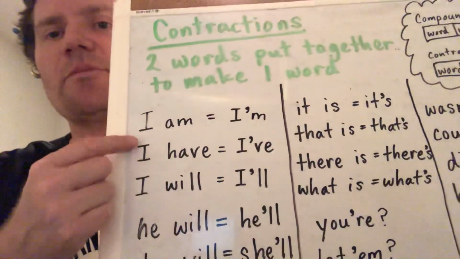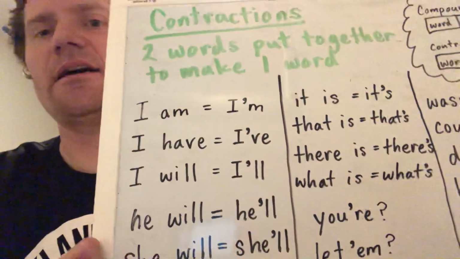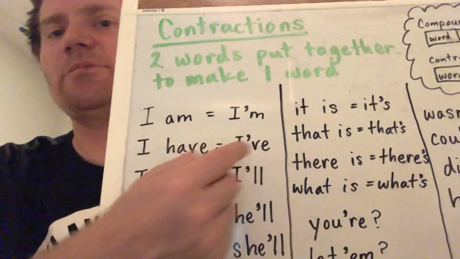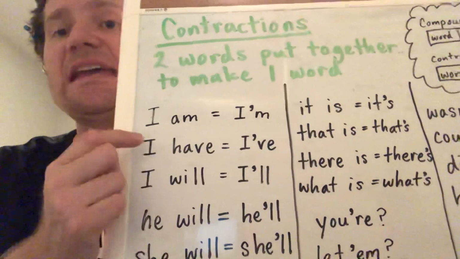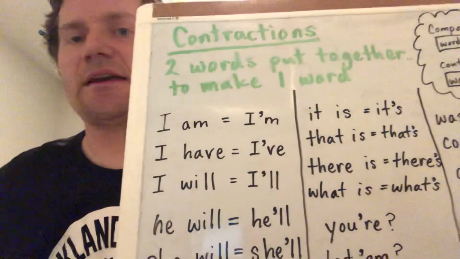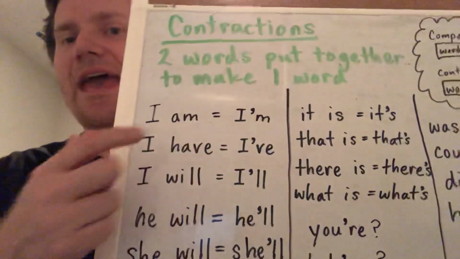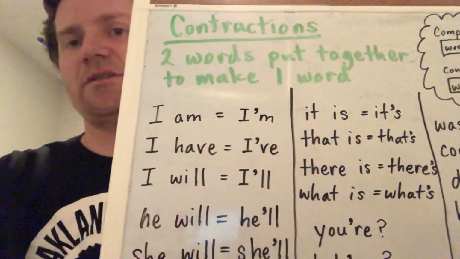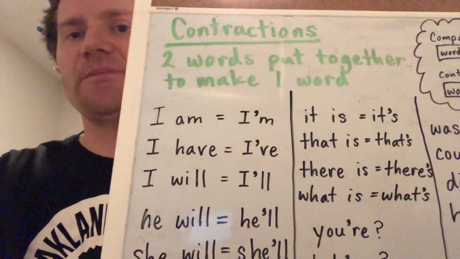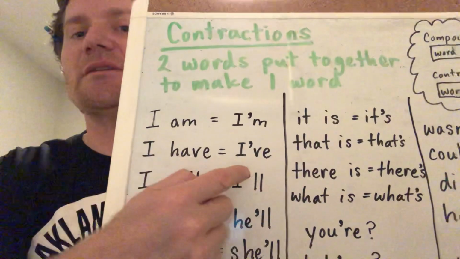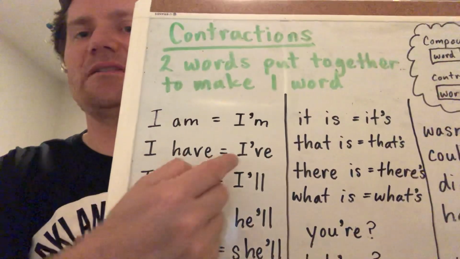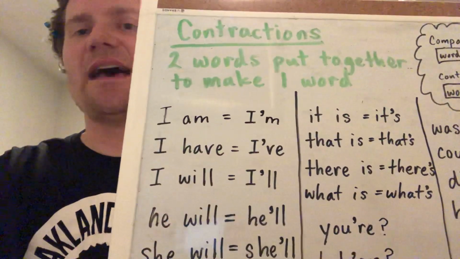So I pulled out a couple words that have I, and they can all be turned into contractions. So you can see I am could be turned into the contraction I'm. In that case, we see the I, which is the first word, exactly like it normally is. But the second word, am, has been shortened. The A was removed, and in its place we put an apostrophe. I have becomes I've. Again, I is there, but have has been changed so that it's just the last two letters.